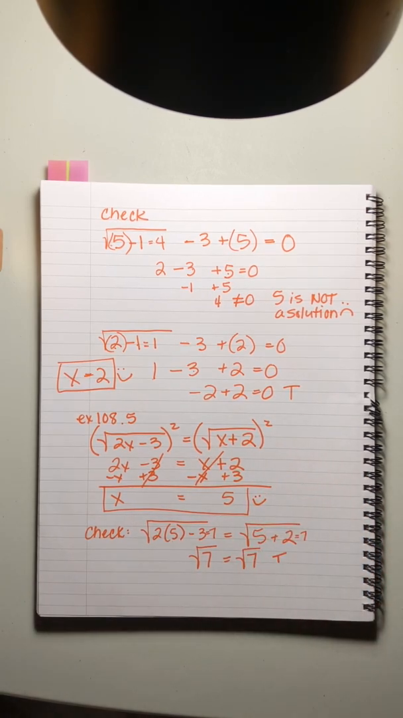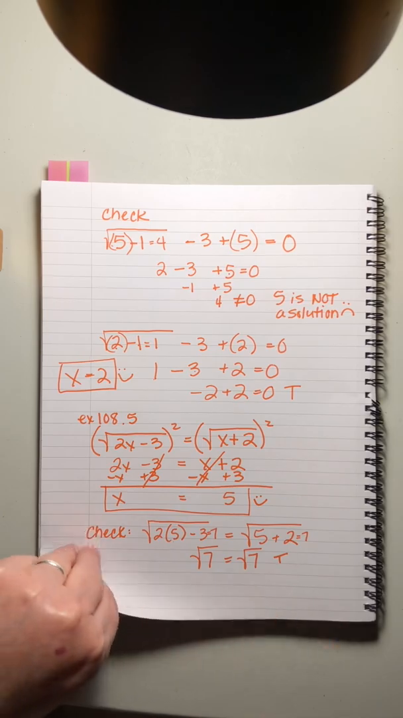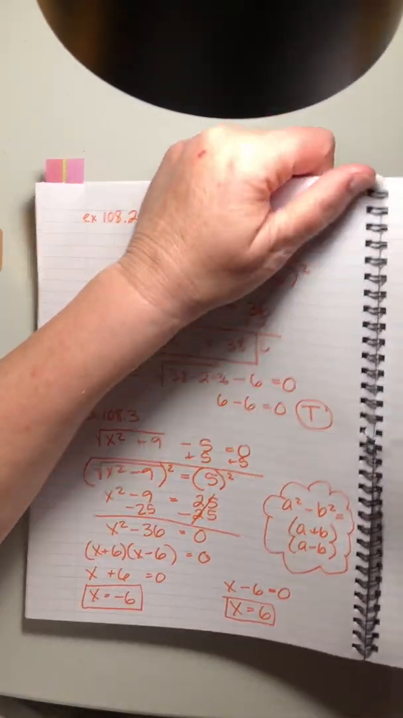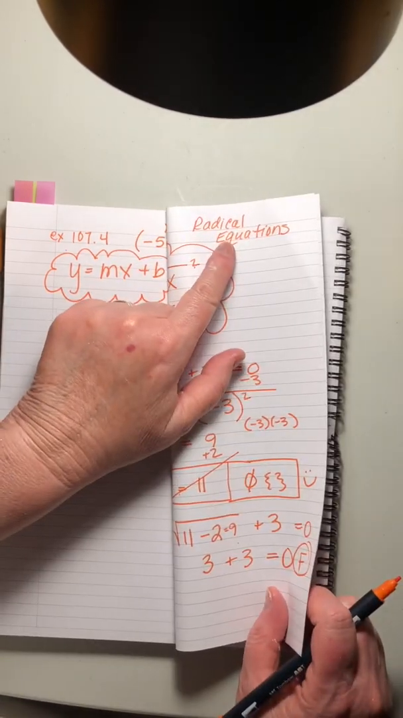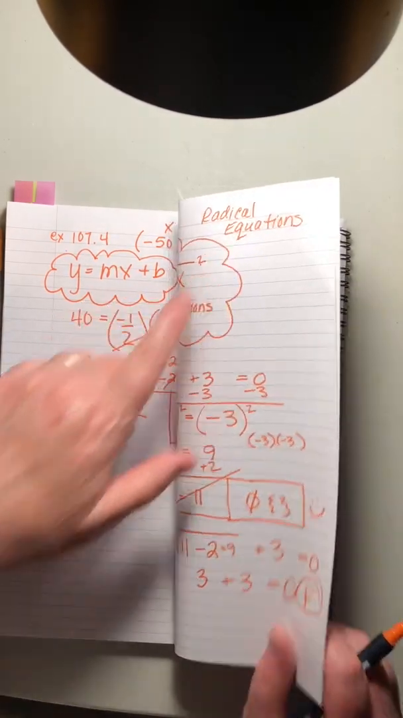All right, I hope I've either thoroughly confused you or taught you a really great new process for solving, look how many pages we did, for solving radical equations. Yay! We're done. Goodbye.